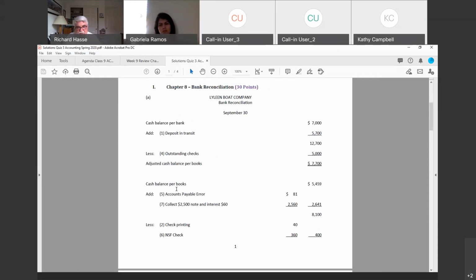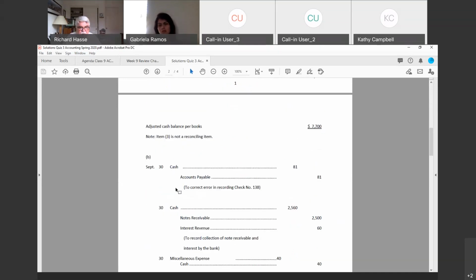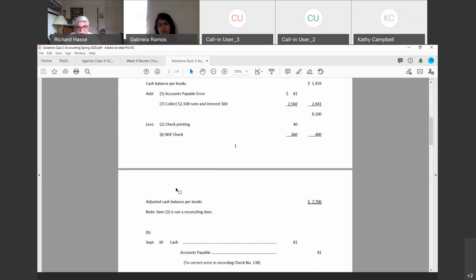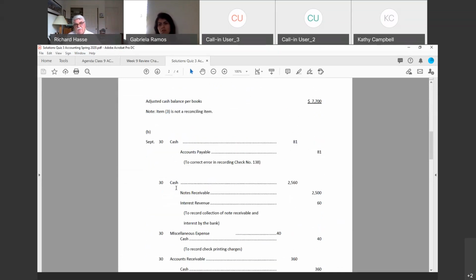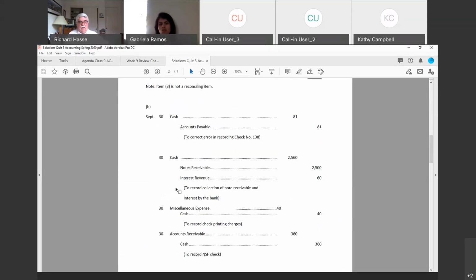That was the reconciliation balance between the bank and the cash per the books. The journal entries to adjust the cash account to $7,700 was here, and everybody did those correctly.